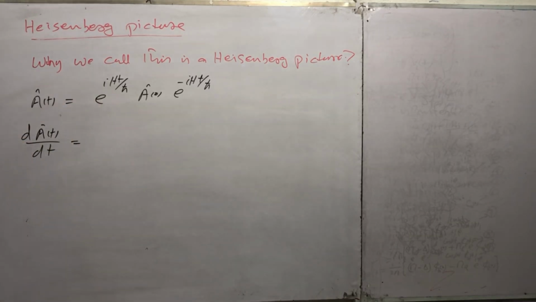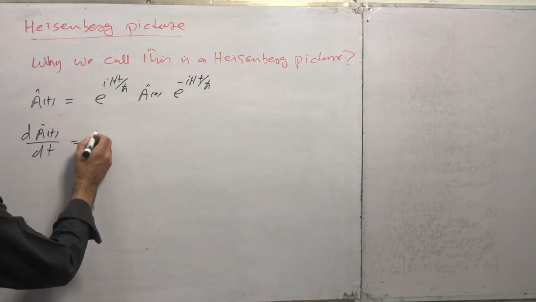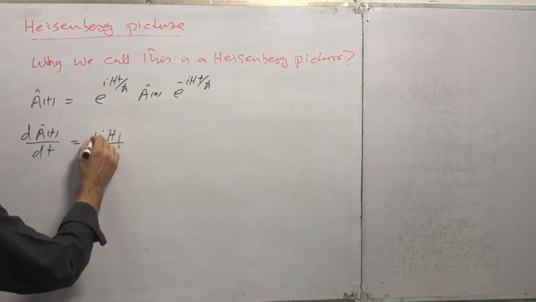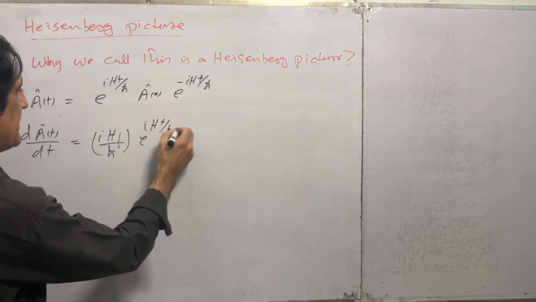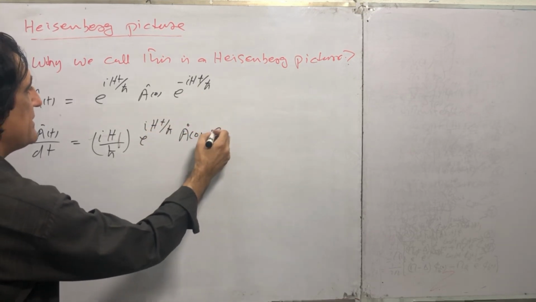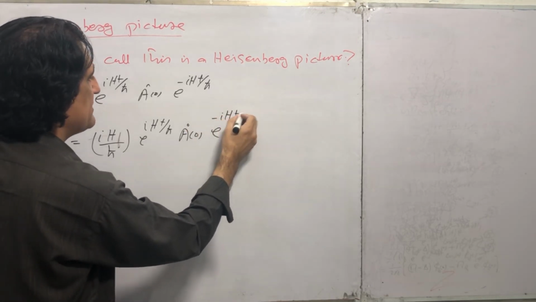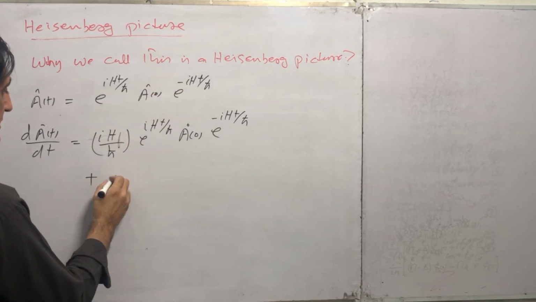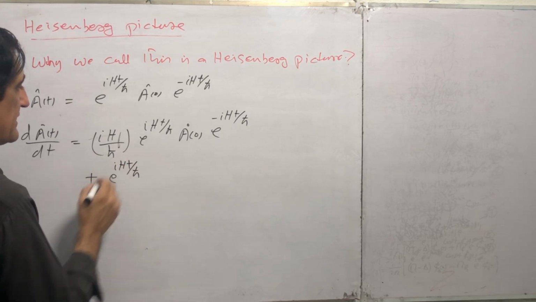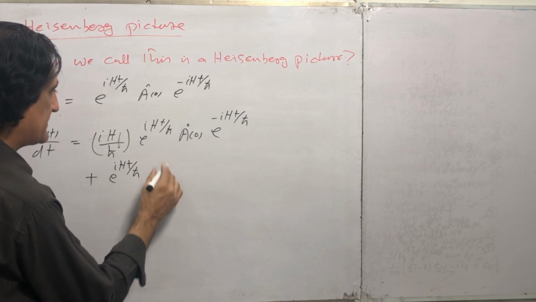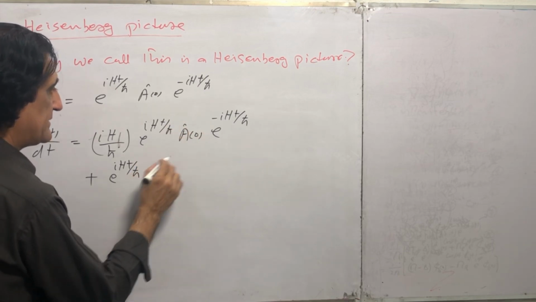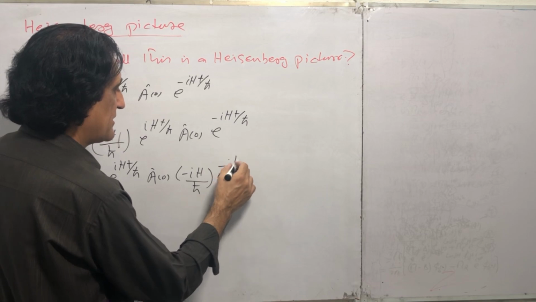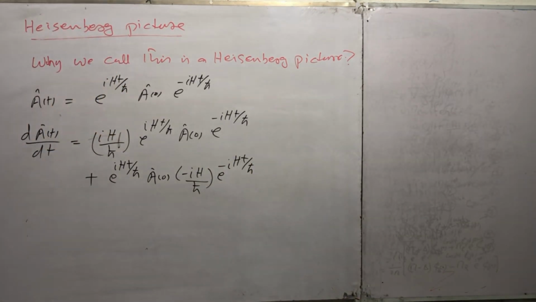If we differentiate this with respect to t, then we must take the product rule. According to the product rule, first differentiate this: iota H divided by h cut, e to the power iota H t divided by h cut, A of 0, and e to the power minus iota H t divided by h cut. Then plus differentiate the other part and take the rest common: e to the power iota H t divided by h cut, A of 0, and minus iota H divided by h cut, e to the power minus iota H t divided by h cut. So this is the differentiation.